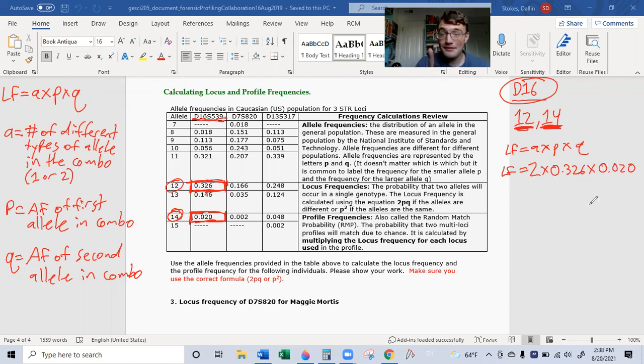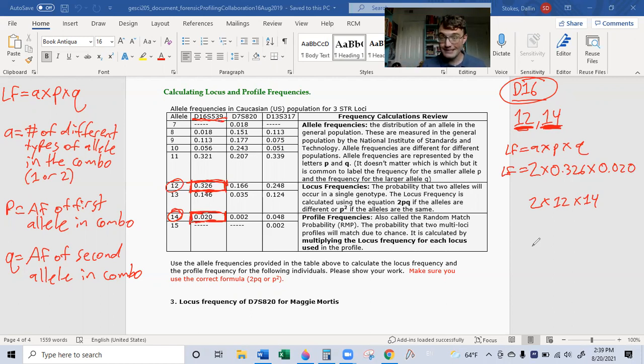Now, one thing that lots of students make mistakes on here: notice P and Q are allele frequencies, not alleles. Let me say that again. P and Q are allele frequencies, not alleles. A common mistake students make is they go, okay, 2 times 12 times 14, because that's the first allele and that's the second allele. That will give you the wrong answer by a long shot.